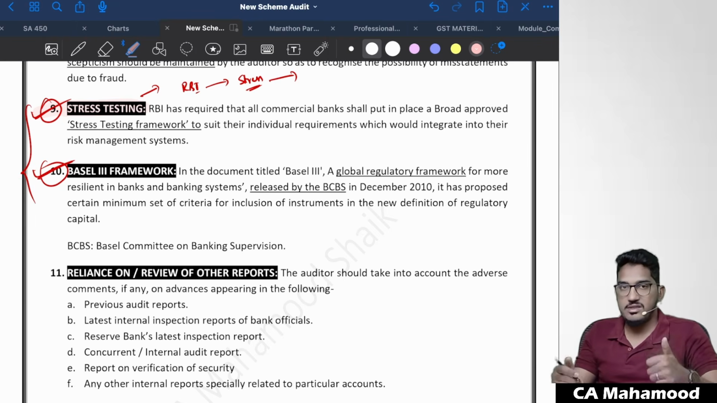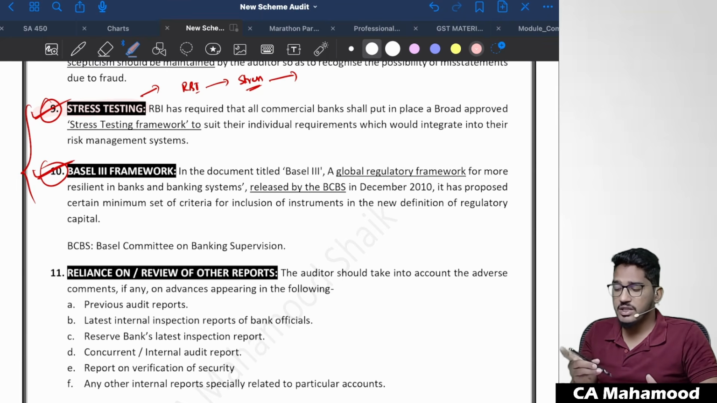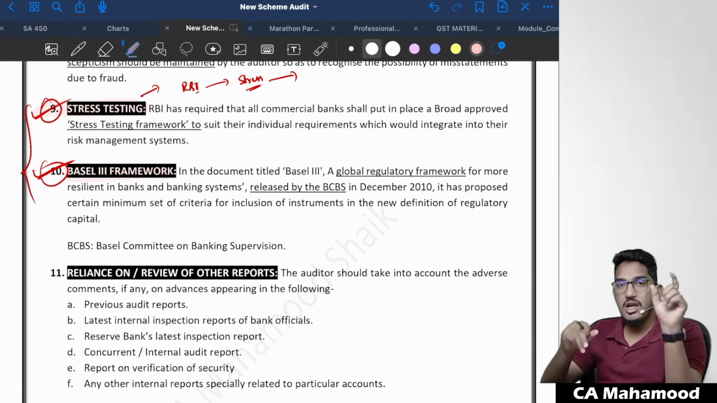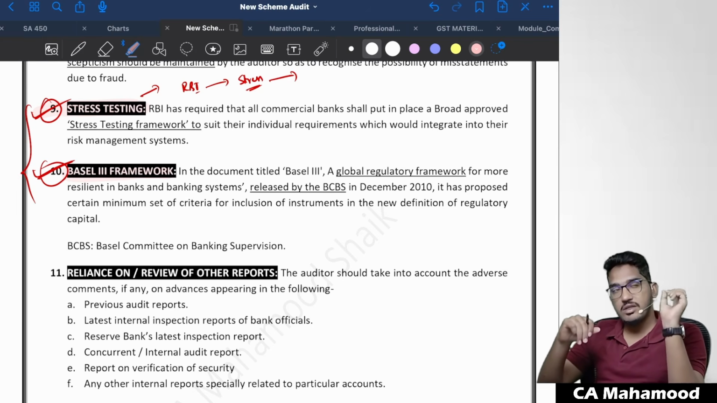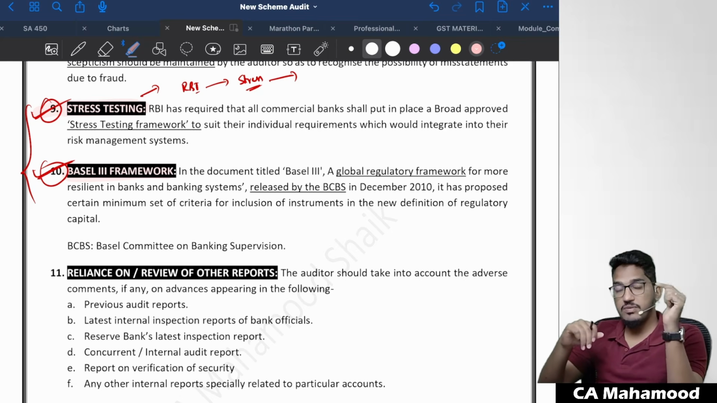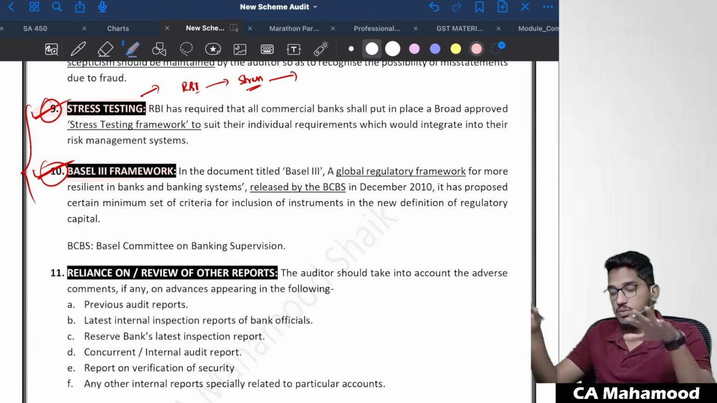So that you need to do for the stress testing framework. You have to check compliance with the stress testing framework. Then you even need to check the compliance with the Basel III framework. Sir, what is this Basel III framework? Basel III framework is also nothing but certain rules and regulations. But the difference between the stress testing framework and the Basel III framework is that the stress testing framework is a national level framework given by RBI, whereas the Basel III framework is a global framework which will be followed all over the world, not just in one country.